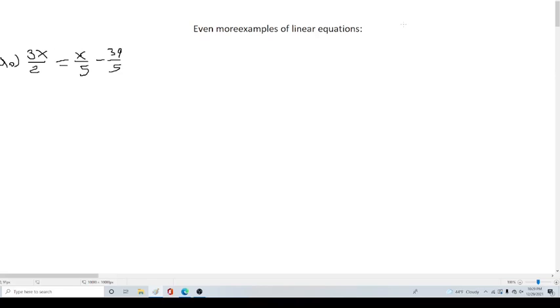In the past couple videos, we've talked about solving linear equations of single variables, and today we'll be doing a lot more examples of solving these type of equations. Just a quick recap, real quickly.